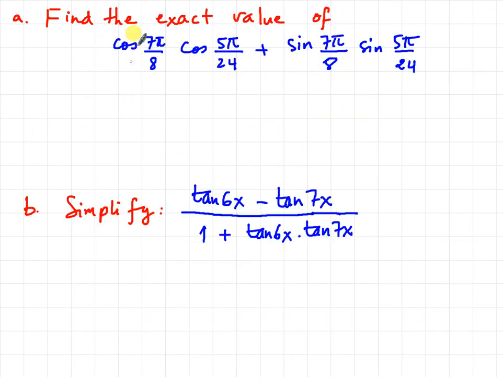As a homework or a practice for you to do alone, find the exact value of cosine 7 pi by 8 cosine 5 pi by 24 plus sine 7 pi by 8 sine 5 pi over 24. Okay, here you have cosine, cosine, sine, sine. So see which identity fits here. And here we have to simplify tan 6x minus tan 7x over 1 plus tan 6x tan 7x. Okay, so try to do those as homework, and we're done with this video.